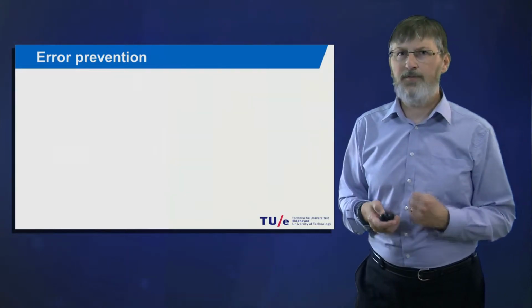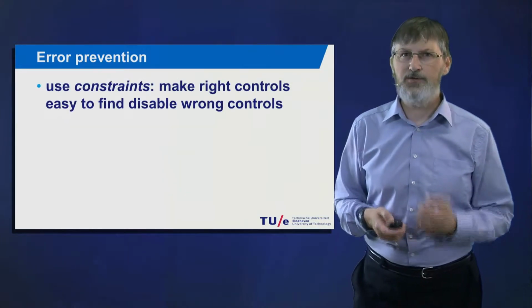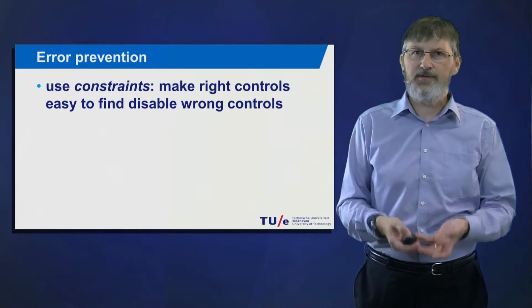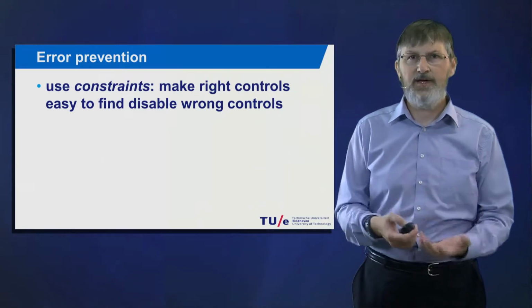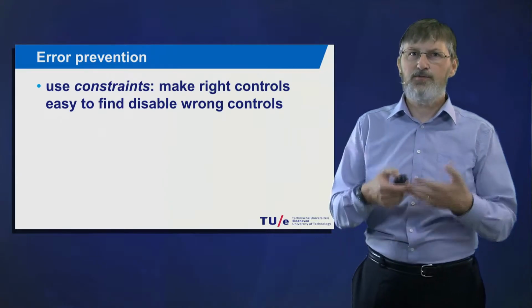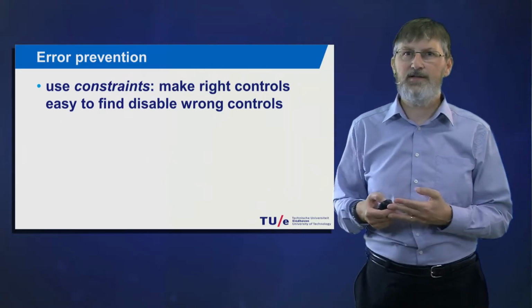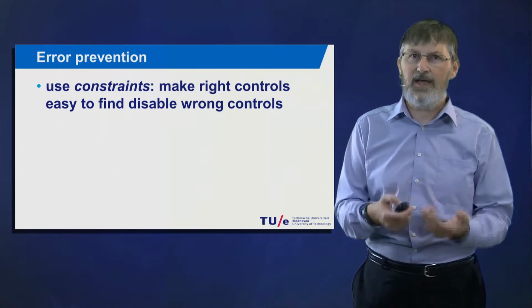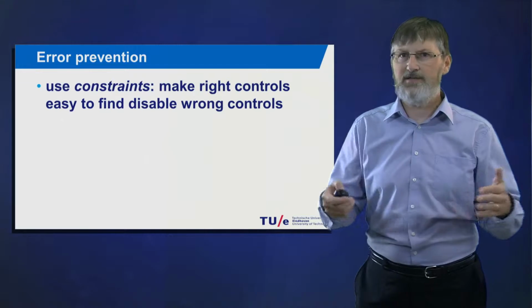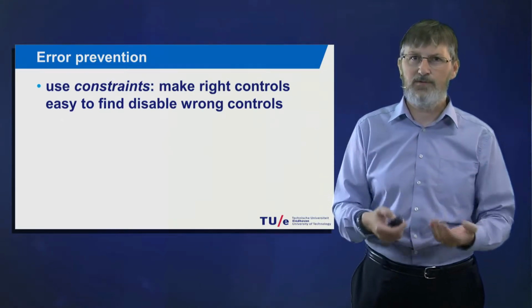The most obvious way in which we will assure that users cannot make mistakes is by using constraints. With constraints, we make sure that controls that make sense at the moment, so actions that make sense to be performed, are enabled, and actions that make no sense have their controls disabled.